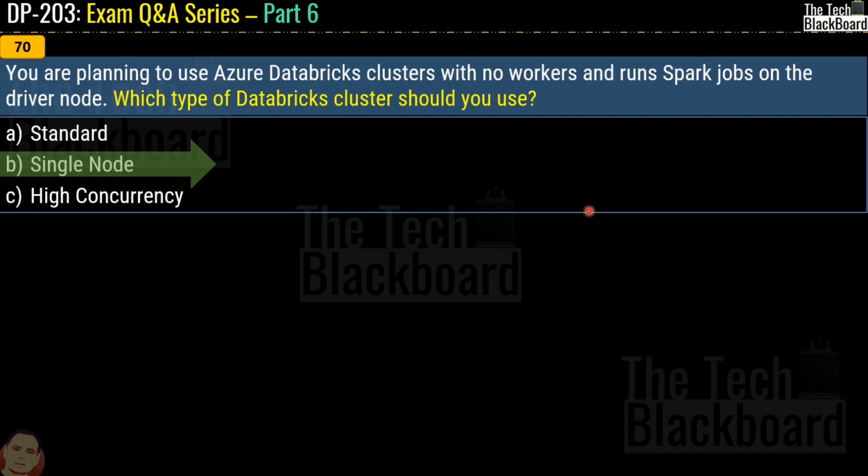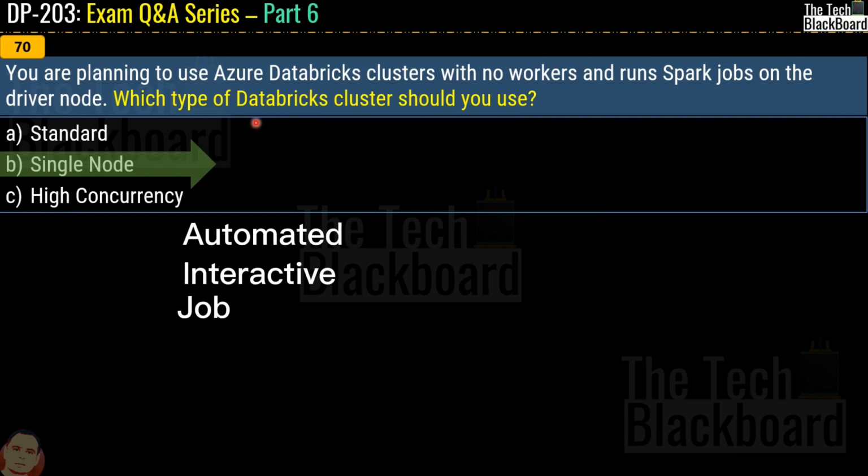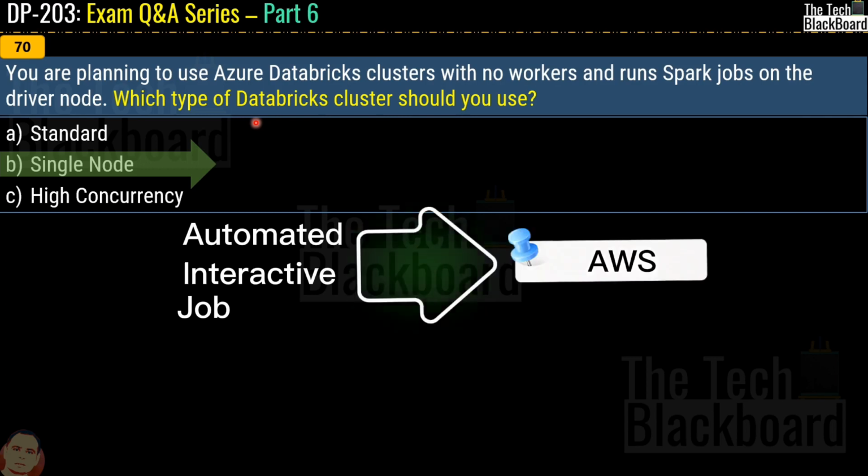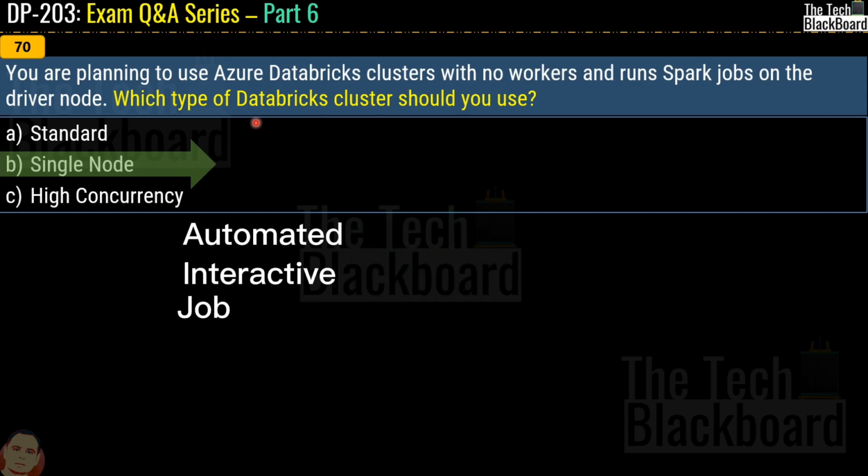Before concluding this question, I want to say that on many sites, you would be seeing many other clustering modes like automated, interactive, or job. But friends, as per my understanding, these options are related to AWS and not Azure. In Azure, as I showed you in the Microsoft documentation, there is nothing like automated cluster, interactive cluster, or job cluster. So please be very careful. I have shown you the legit Microsoft documentation, and that should be the only source of truth for Azure examinations.